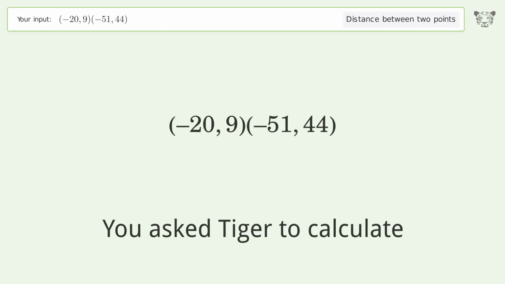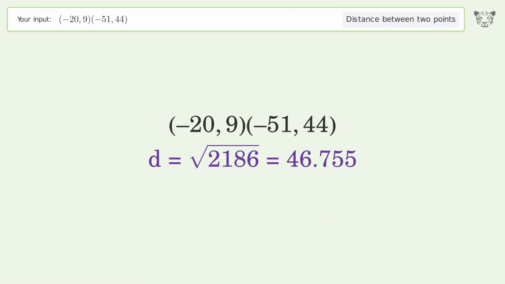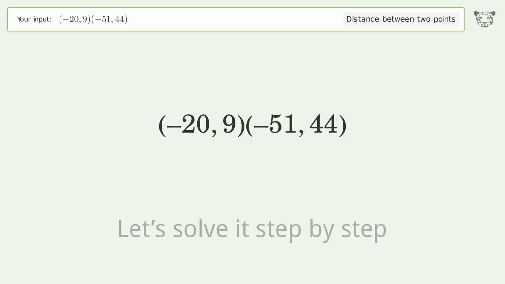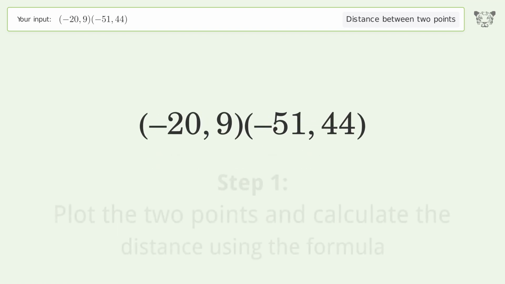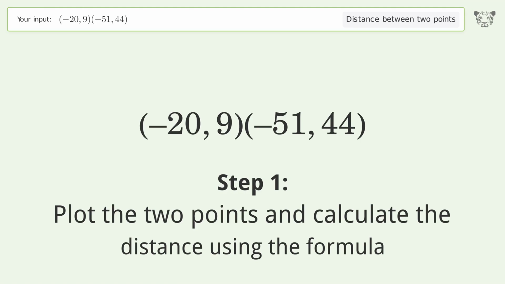You ask Tiger to calculate. This deals with the distance between 2 points. The distance between the 2 points is the square root of 2,186, or 46.755. Let's solve it step by step. Plot the 2 points and calculate the distance using the formula.